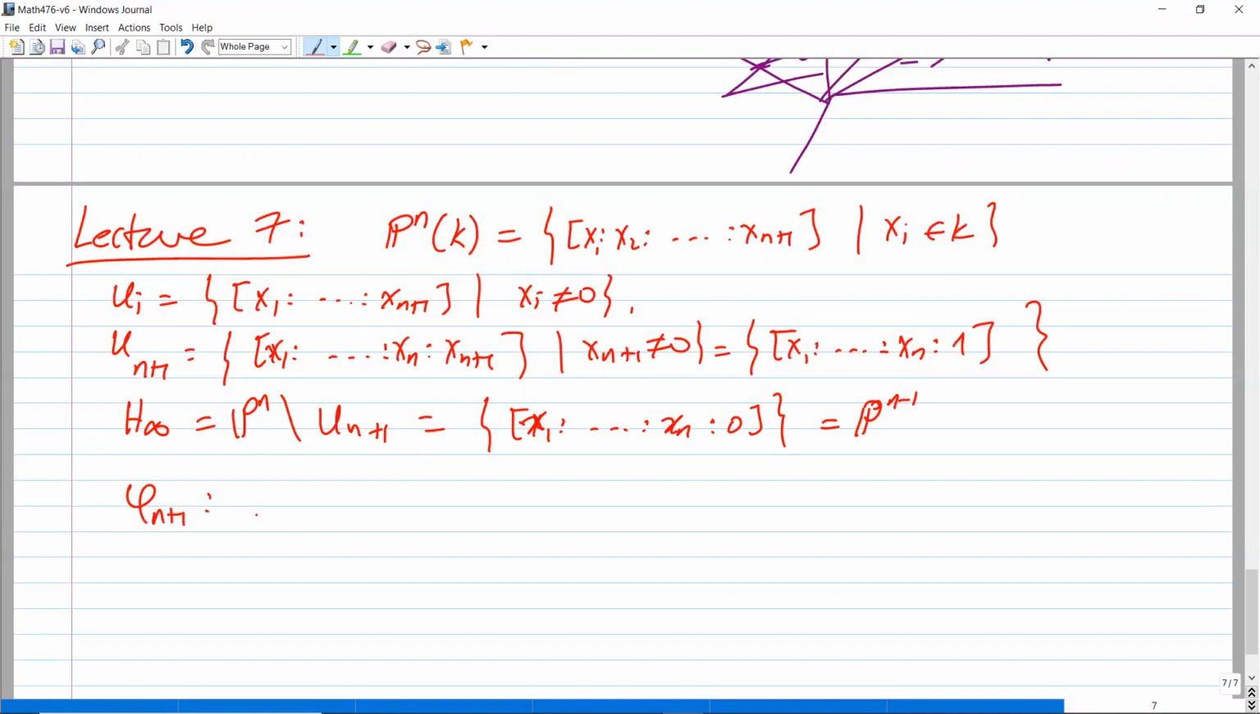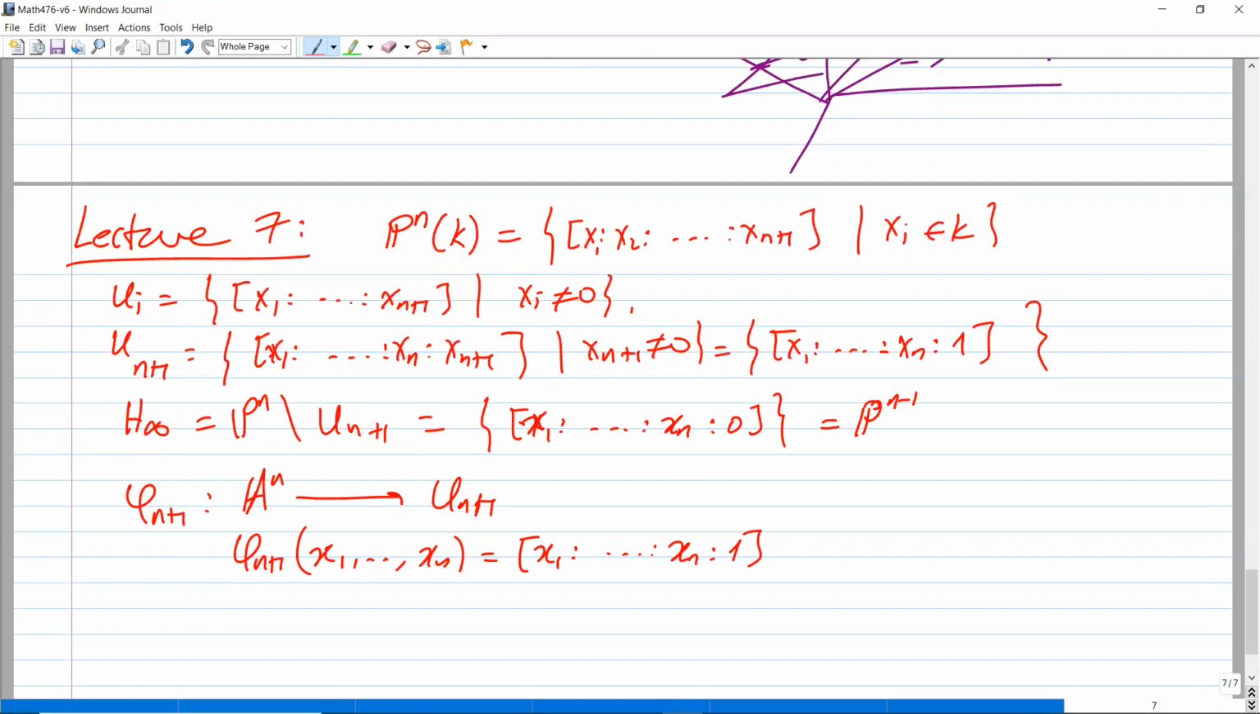And there are maps from affine space into projective spaces, and we just consider phi_{n+1} from affine space into U_{n+1}. This map is defined as phi_{n+1}: (x1, ..., xn) is mapped to (x1, ..., xn, 1). We take the last coordinate to be 1.